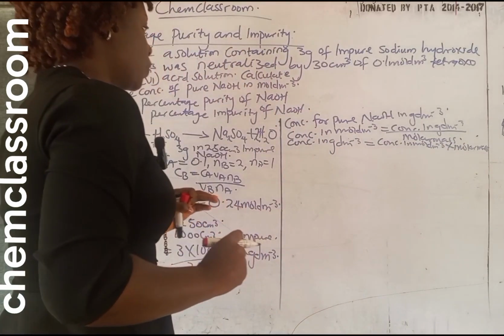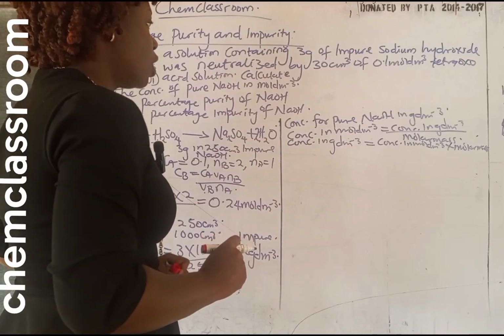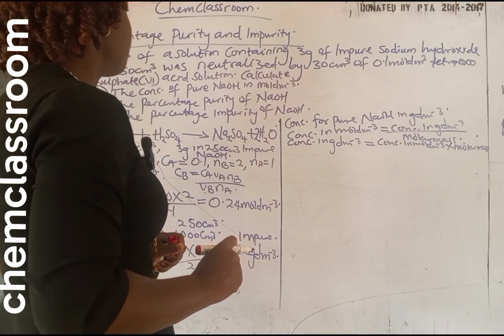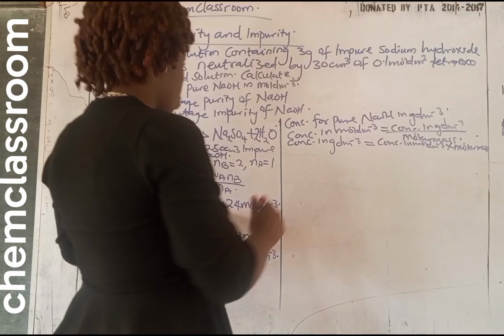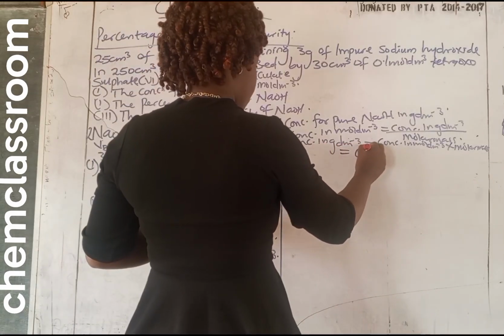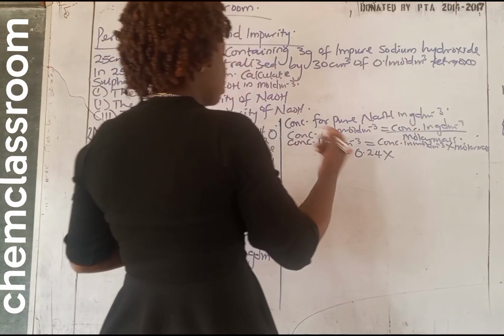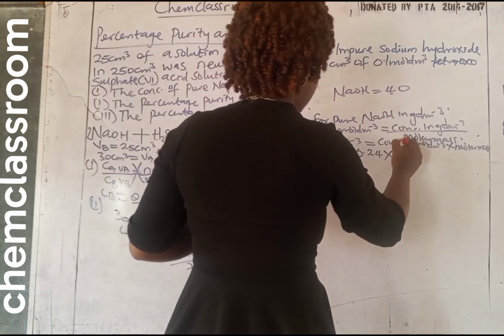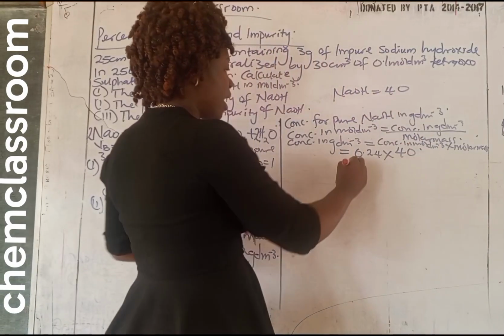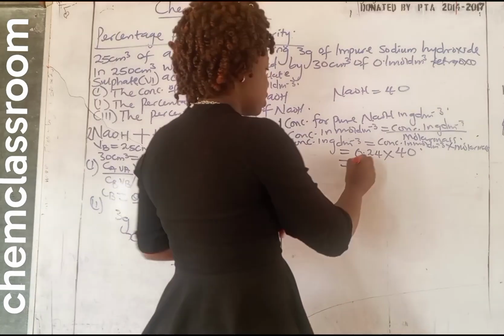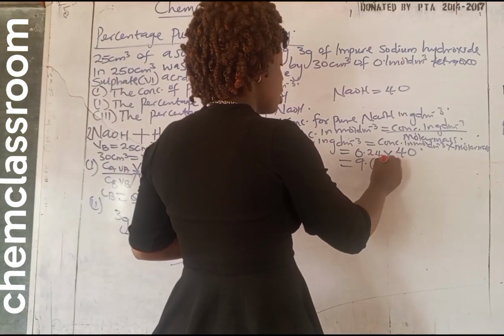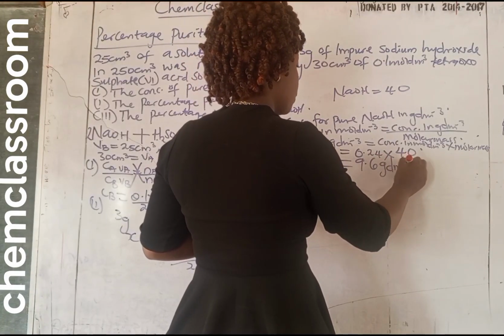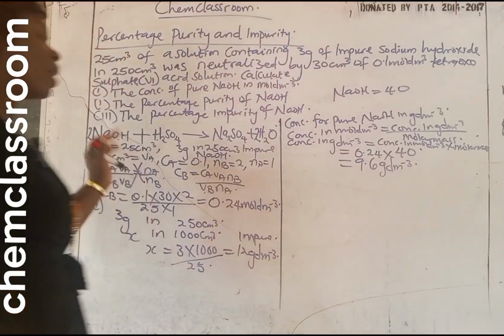Okay, so my concentration in mole per dm cube that was calculated is 0.24, times the molar mass of NaOH, which is supposed to give me 40. Yes, you can calculate that. So in all, for the pure, I have 9.6 grams per dm cube. Yes, so I have gotten my pure and impure.